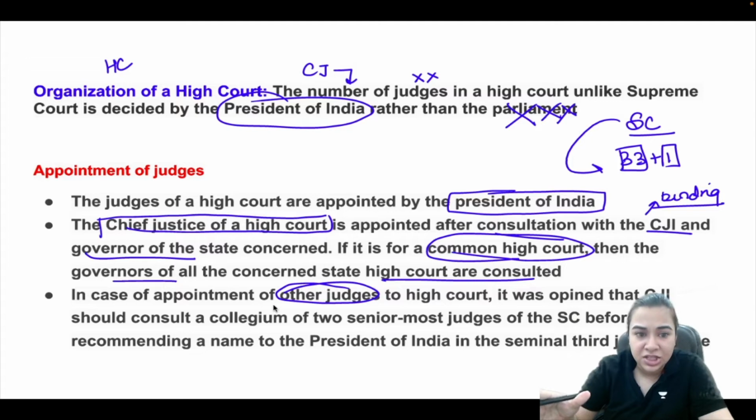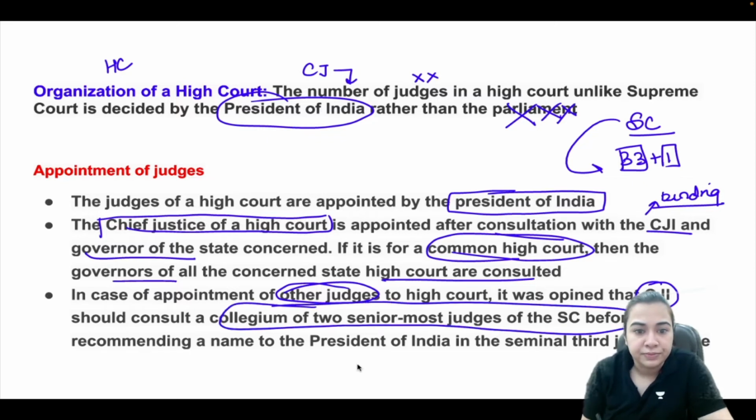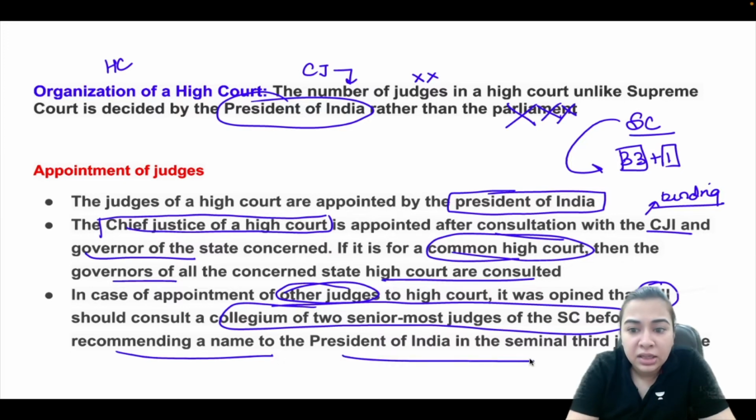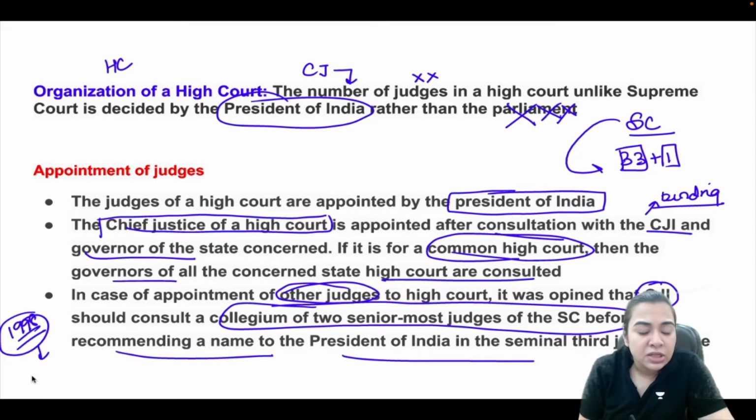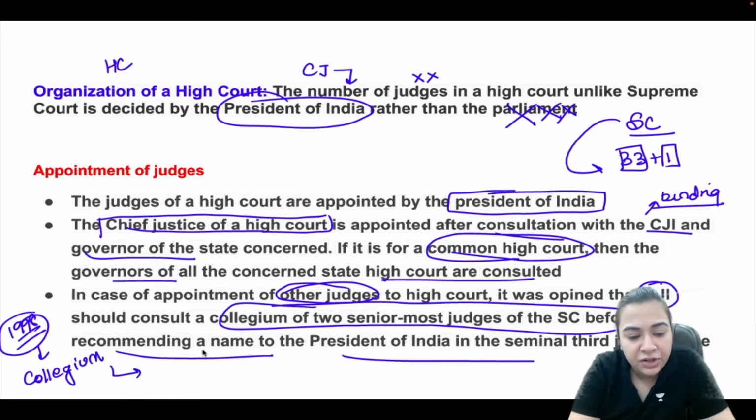It is the opinion that the Chief Justice should have a collegium of the two most senior judges of the Supreme Court before recommending the name to the President, in the third seminal judges case, as I've already told you. Now, the third judges case, guys, happened in the year 1998, right? And this instituted the collegium system in India. The collegium system is the way in which judges of our country are appointed.